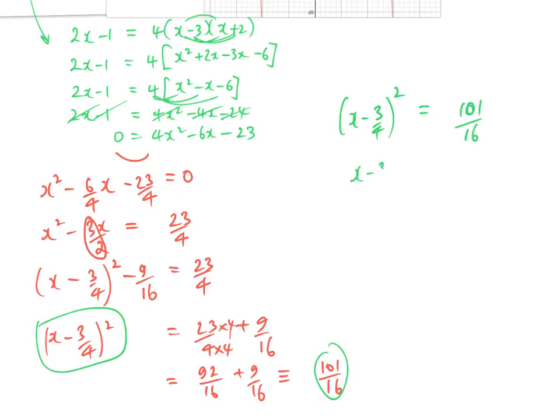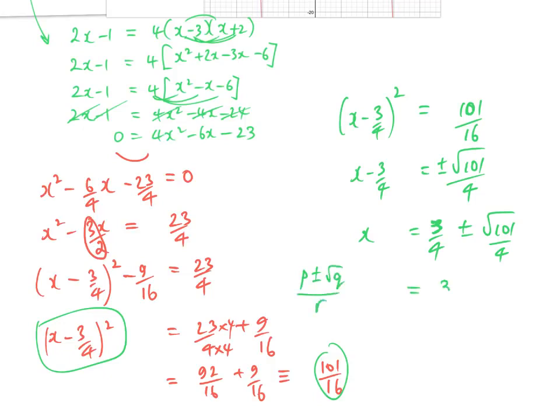I'm going to square root both sides. And don't forget the square root can take on a positive or negative value. I'm then going to add 3 quarters to both sides. And that will give me the answer here. Now it wants it in the form p plus or minus root q all over r. So I'm going to have 3 plus or minus root 101 over 4. And that would be my answer.